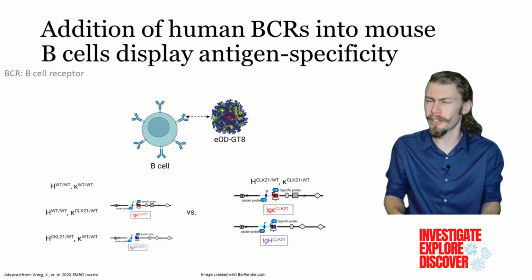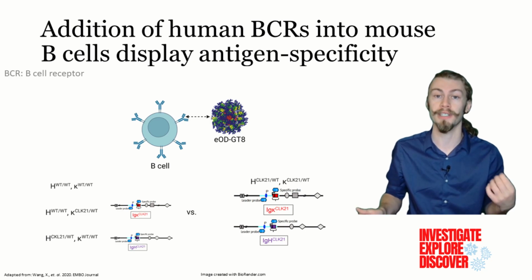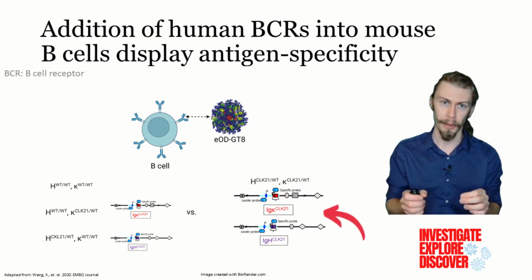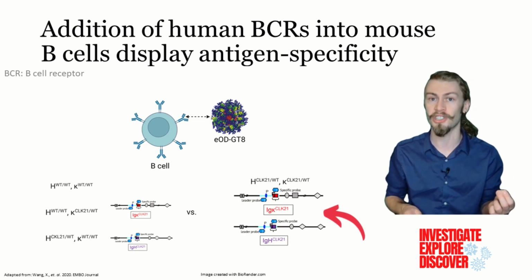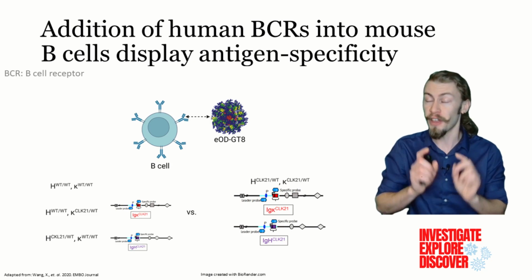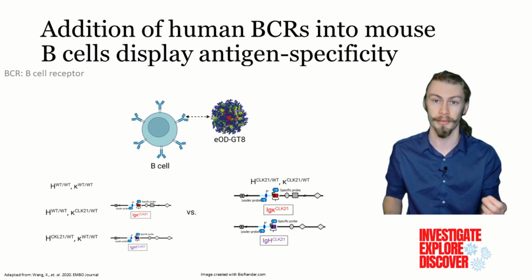Now, to get a further understanding of any possible changes, the authors also looked at the B-cell repertoire in response to immunogens. It was observed that only these edited cells responded to stimulation with the EOD GT8 probes targeting VRC01 antibodies, thus showing that the CLK21 mouse line displays antigen-specific human B-cell receptors in live mice.